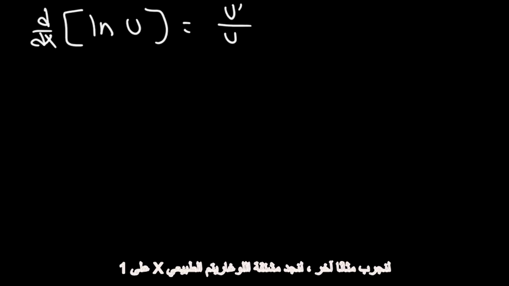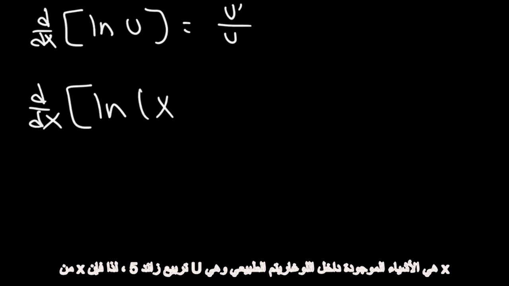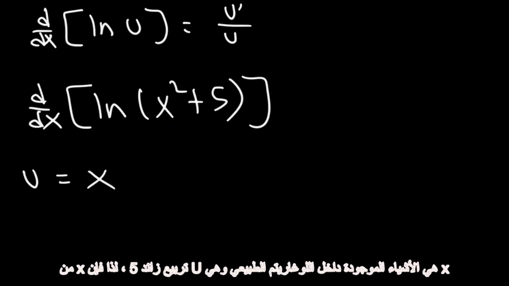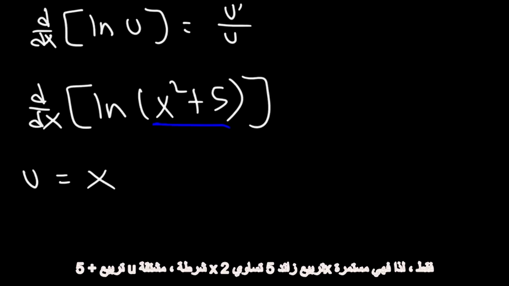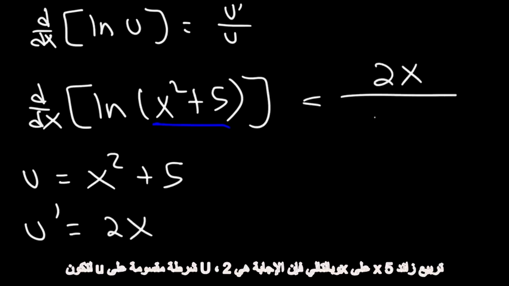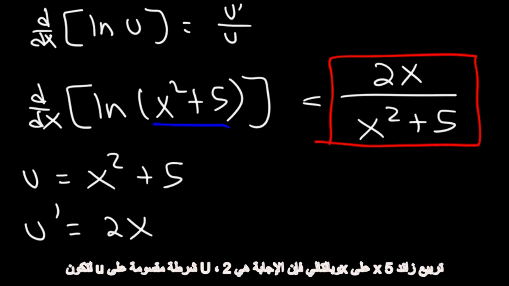Let's try another example. Let's find the derivative of the natural log of x squared plus 5. So u, the stuff inside the natural log, is x squared plus 5. U prime, the derivative of x squared plus 5, is just 2x. So it's going to be u prime divided by u. And so the answer is 2x over x squared plus 5.